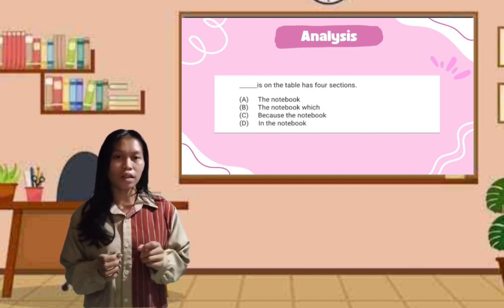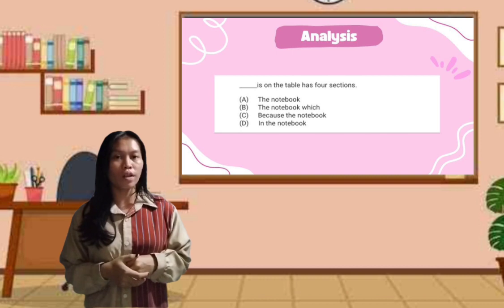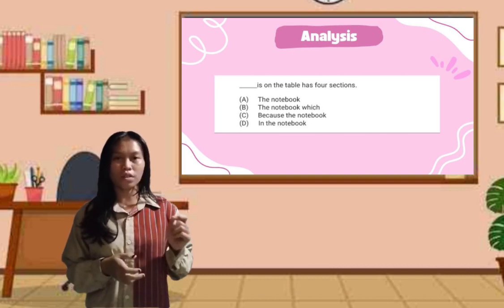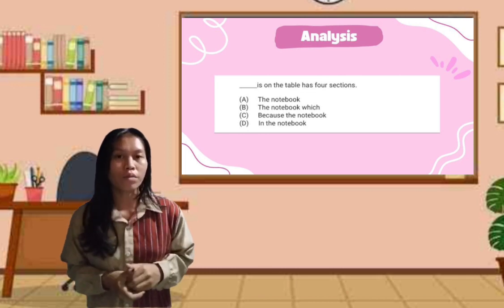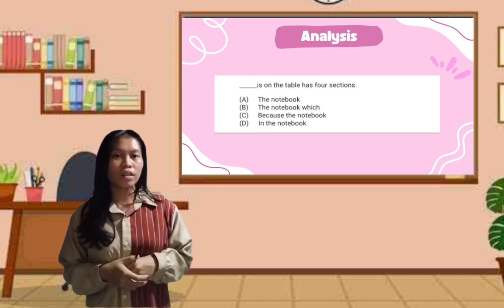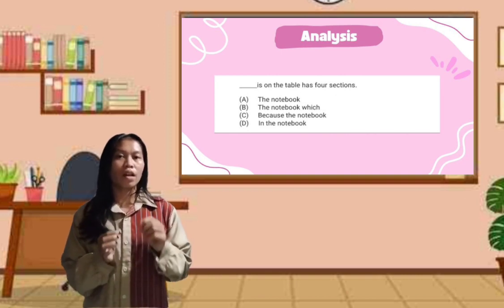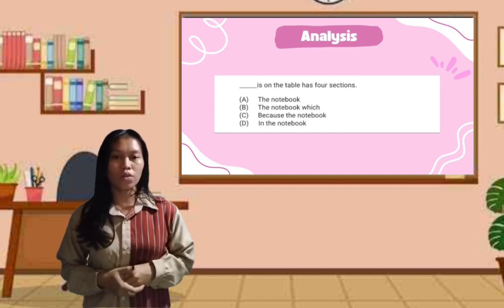The correct sentence could say: the notebook which is on a table. For citation, in this sentence, the notebook is the subject of the verb is, and which is the subject of the verb is, which is also the connector of the two clauses.